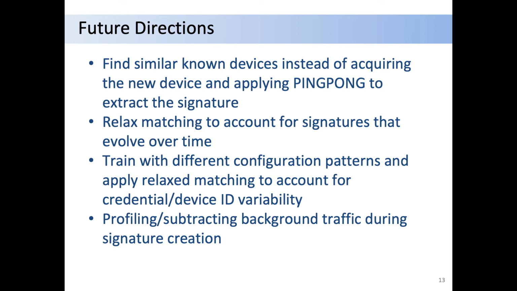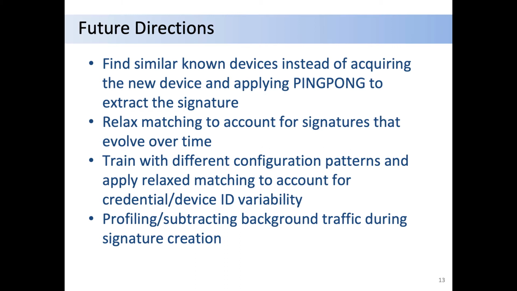And finally, they present some future directions. First of all, they can find similar known devices instead of acquiring the new device in order to apply PingPong to extract the signature. Right now, if you want to use this in an adversarial attack, you'd have to buy the smart device yourself, go ahead and train it and test it on your own, and then you can try to acquire data from someone's smart home. So they want you to be able to use a similar device or one that's already in their database and go from there.